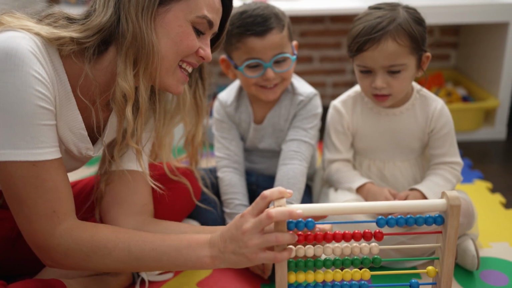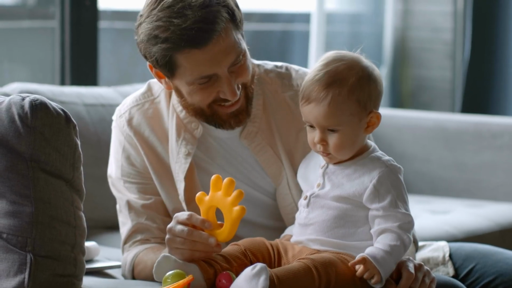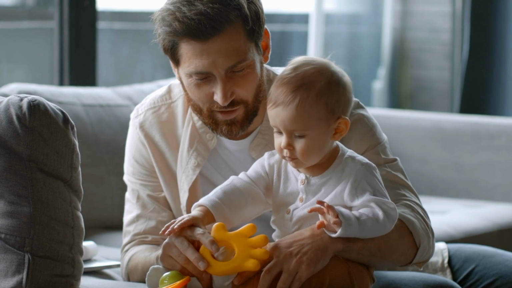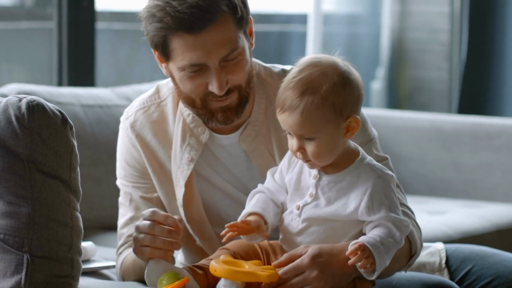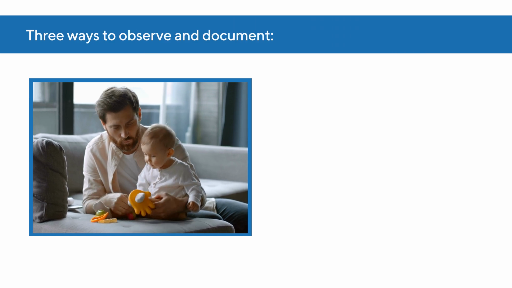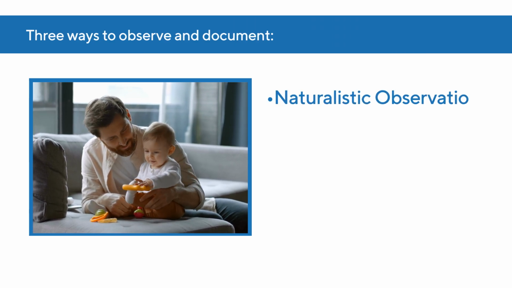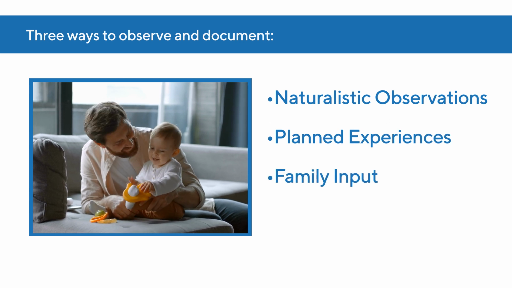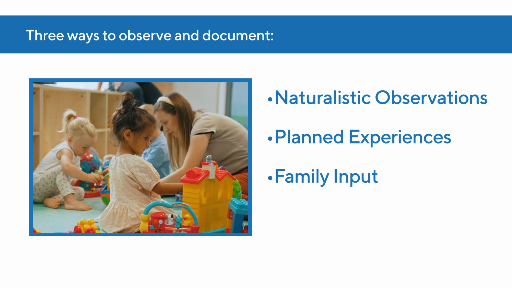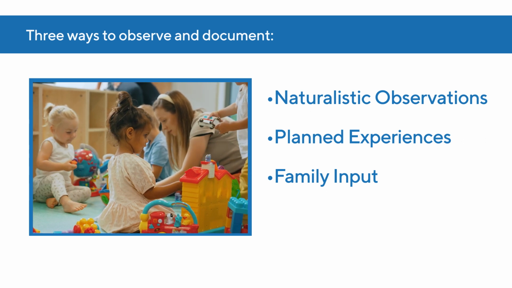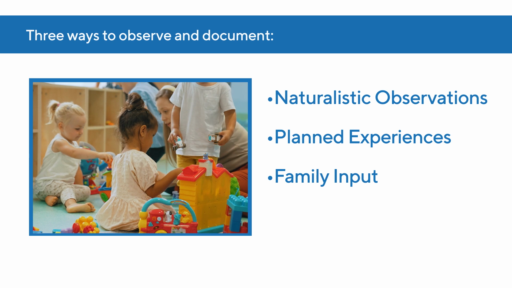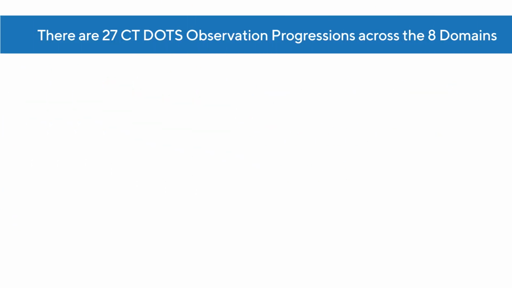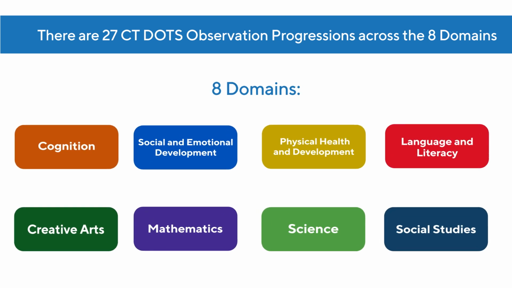It is important to observe children in a variety of settings and experiences to get a full understanding of their skills and to plan where we might want to add new strategies. That's why there are 3 ways to observe and document: naturalistic observations, planned experiences, and family input. This ensures that we have opportunities to see children at different times, in different contexts, and to gain valuable insights from families. There are 27 CT DOTS observation progressions across the 8 domains.